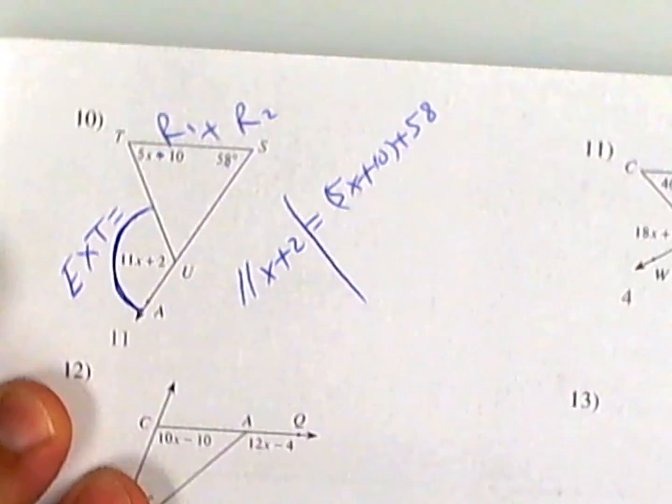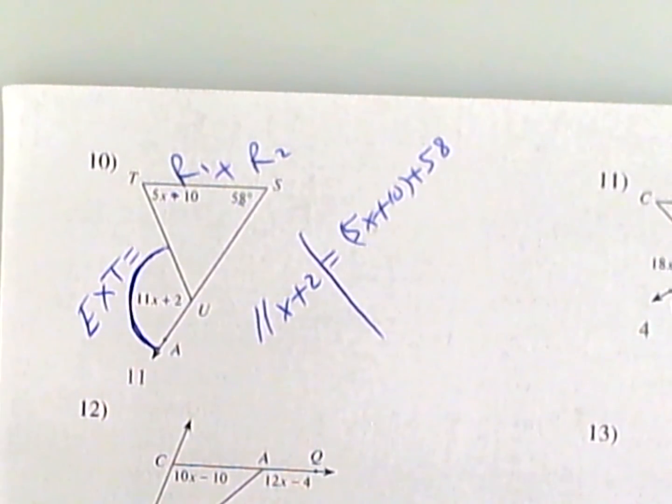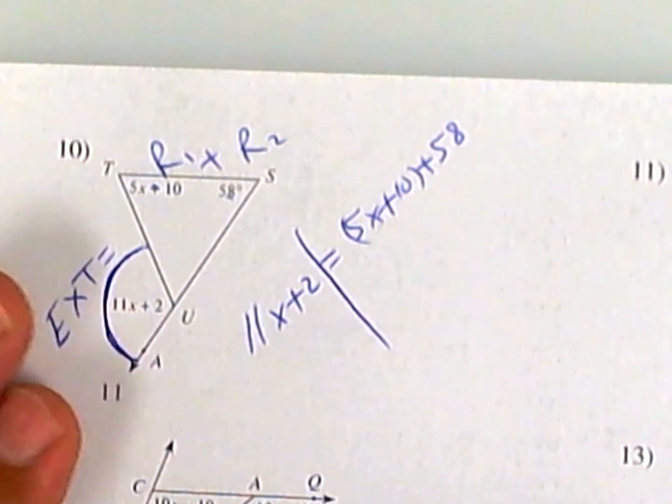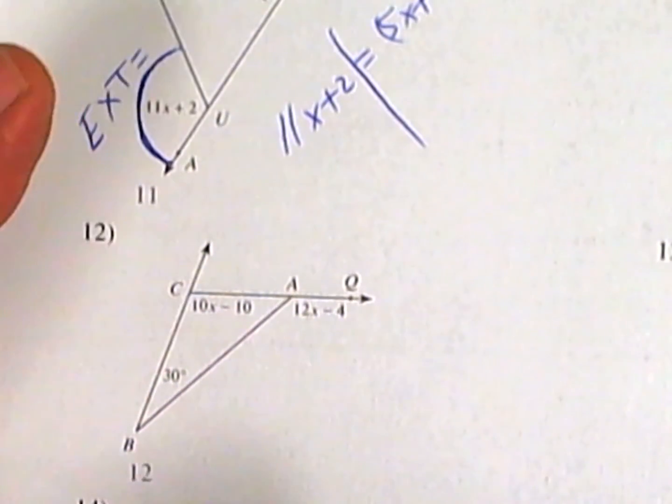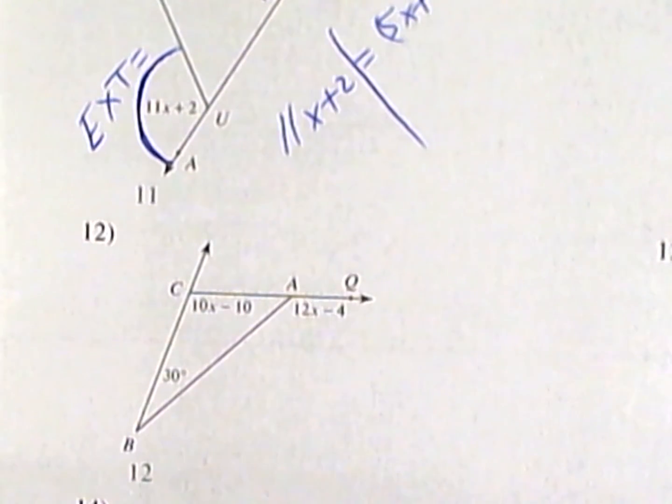Okay, and that's about as big as I can make it. Let me see one more. Okay. There's number 10, and there's number 12. So I want you to work these two in addition to the worksheet. If you get stuck, ask for help. And that's all we're doing today.